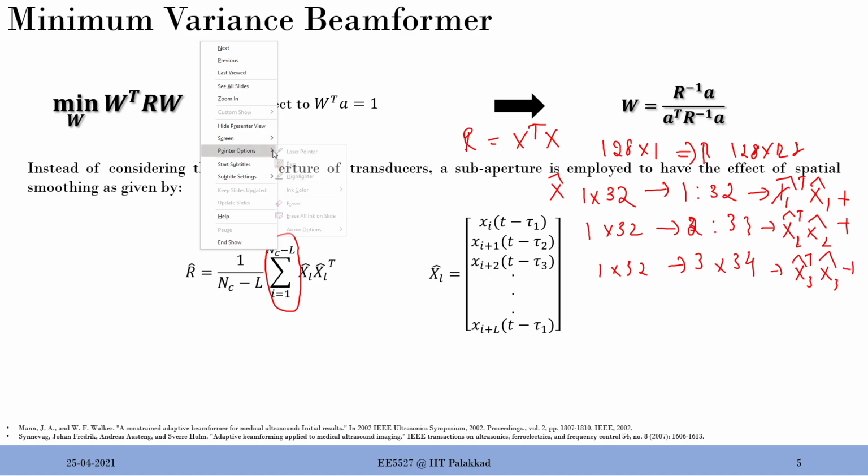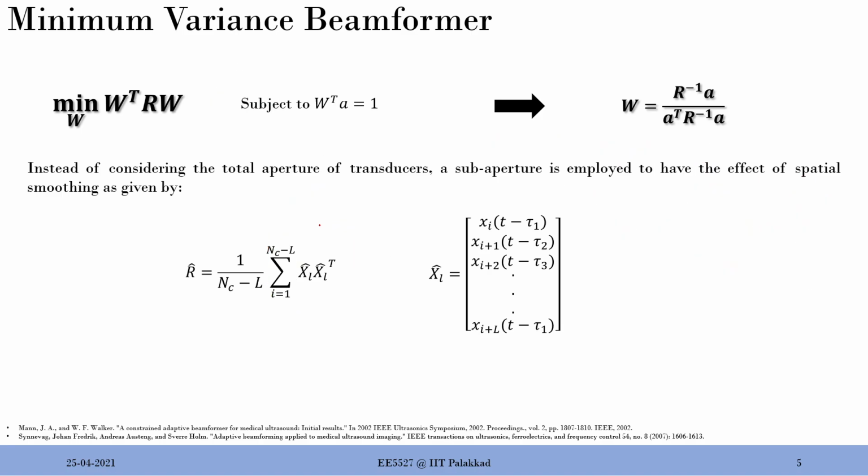Okay, so just to reiterate what exactly we are doing: instead of finding x transpose x for the entire transducer array, we divide the transducers into small apertures, find x transpose x for each of the subapertures, add them together, and then put that single value. So the effect you are getting is a spatial smoothing, because you are dividing the entire transducer array into smaller arrays, finding it for each one of them, and then adding them together. It's like averaging, right? That's exactly what you are doing.